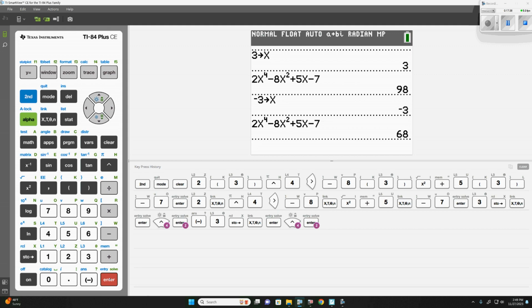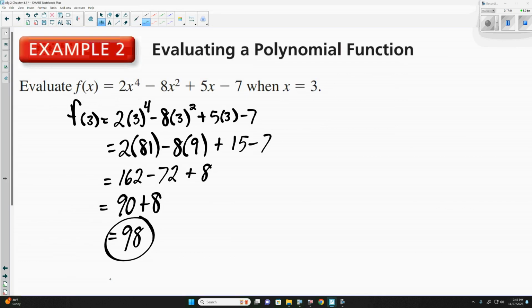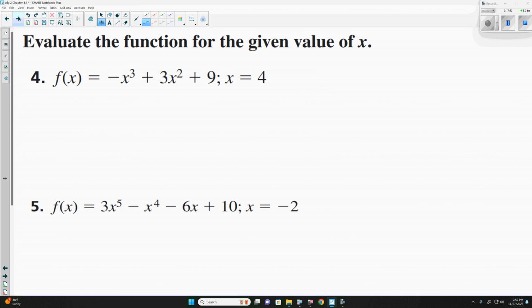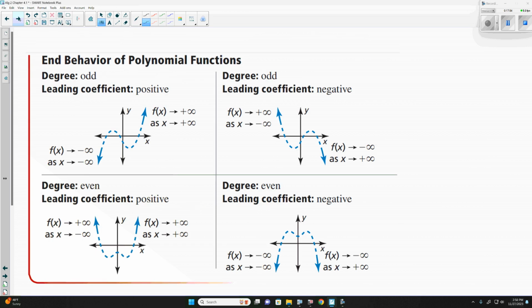Questions on this here? Questions on storing values, or well, evaluating values? We have one last thing.